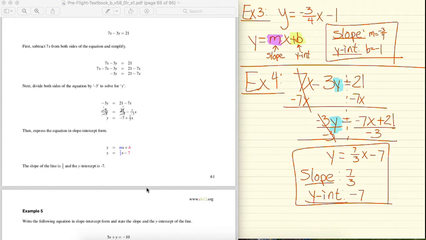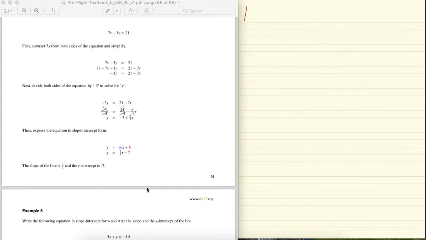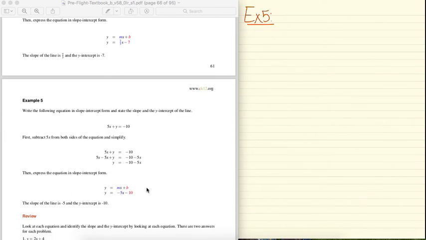All right, let's finish this off with the very last example, example 5. So example 5 says, write the following equation in slope-intercept form and state the slope and y-intercept of the line. So just like the problem above, we're given 5x plus y equals negative 10. Again, the goal is to get y by itself, so we need to get rid of any of the terms that are being added or subtracted to it. We have a positive 5x here, so to get rid of it would be to subtract it over to the other side of the equal sign. That leaves me with y equals negative 5x minus 10.